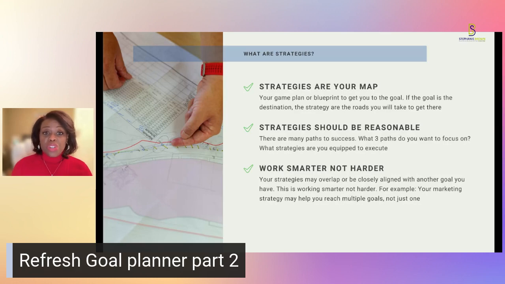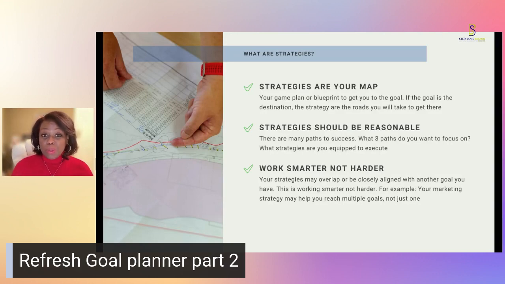Remember, your strategies should be reasonable. There are many paths to success. What 3 paths do you want to focus on? Again, just like with the goals, if you're new to goal planning, you can pick just one goal. You don't have to pick more than one goal. And if you're new to this system, you don't have to pick 3 strategies. You can have 1 strategy or 2 strategies or 3 strategies. Keep it simple to begin with, because the most important thing is that we want you to achieve your goal. We want you to manifest your vision. And a confused mind tends to do nothing.